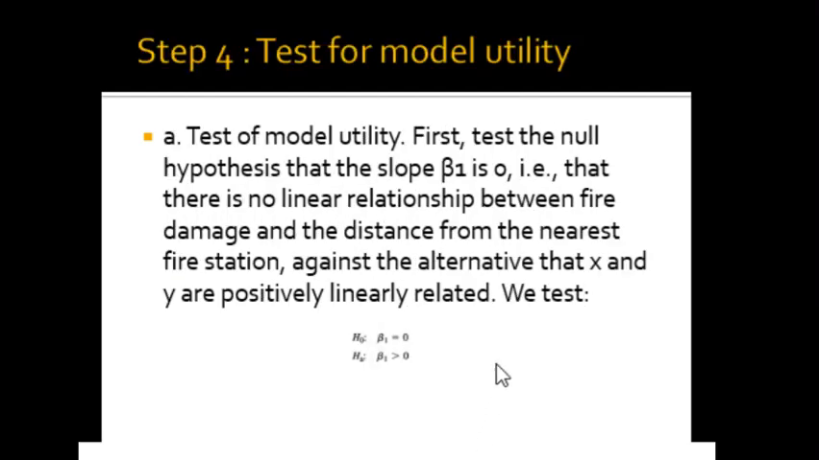Here is the next step. We will test the model utility. Basically, we will test to see if the beta 1 term is significant. So we can conduct a two-sided or a one-sided test. H0: beta 1 equal to 0 versus HA: beta 1 is greater than 0. So we're testing for a positive slope in this case. We could test for not equal to 0, which will also give us the conclusion that beta 1 is significant.